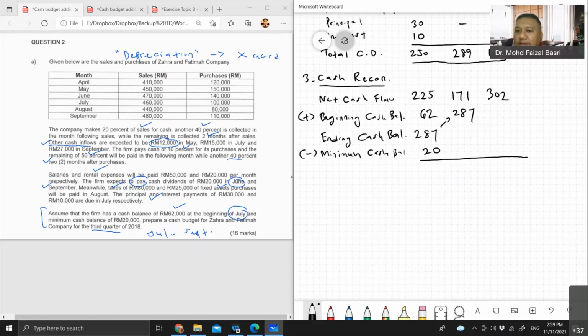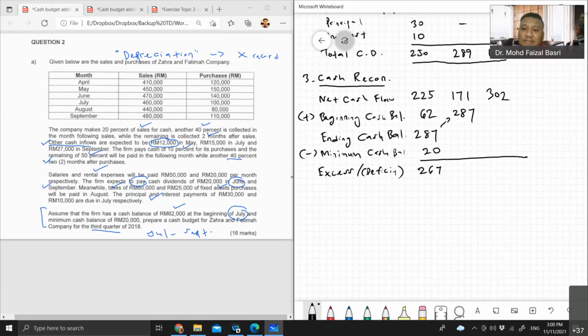Okay, so I'm going to draw a line here. So 287 minus 20 is 267. So this 267 is what we call our excess. Okay, so what does it mean? At the end of July, the company has 267,000 worth of cash excess. Okay, but what if negative? There's a possibility that your answer will be negative. If negative, we call it a deficit. Okay, I put a bracket here to represent negative, deficit. If negative, then we have a deficit.